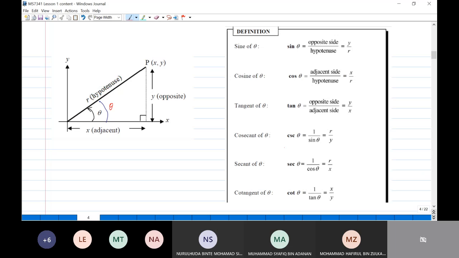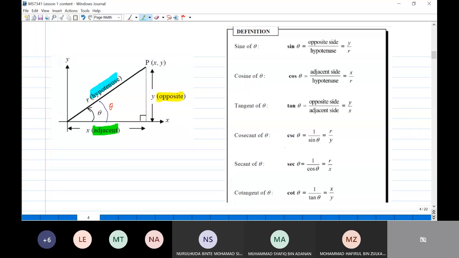Now, a triangle has 3 sides. The side opposite the angle is called opposite. Just a name, opposite the angle. The side next to the angle is called adjacent. And the longer side is called the hypotenuse. And this is just a name. The triangle has 3 sides, especially the right angle triangle.